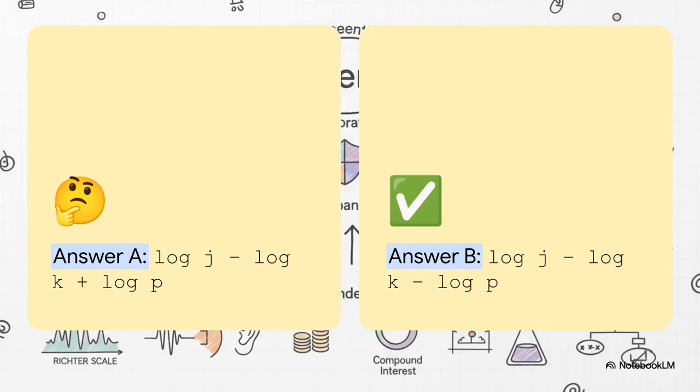Okay, pop quiz time. Take a look at this expression. Which one of these is the correct way to expand it? A or B? I'll give you a second to think. Got an answer? The correct one is B. Did you get it? Here's why, and this trips a lot of people up. Both the K and the P are in the denominator. They're both being divided. So when you expand, they both have to be subtracted.